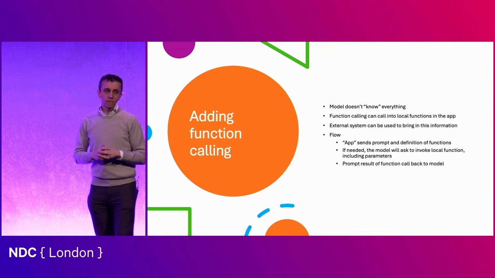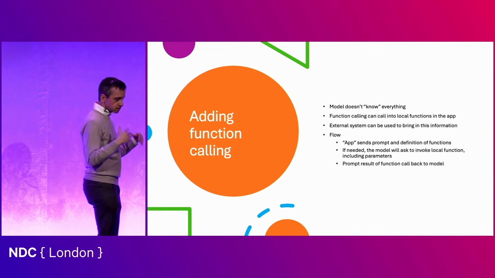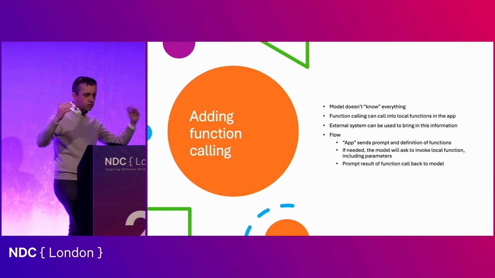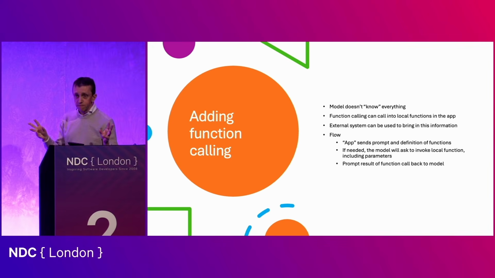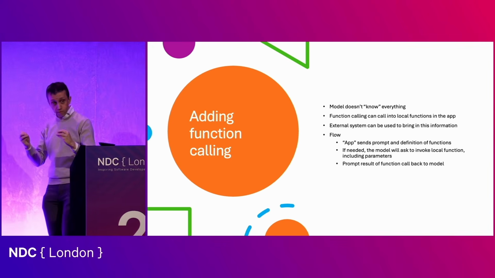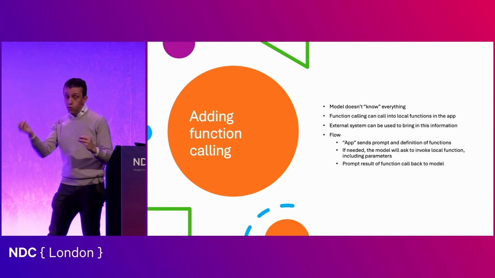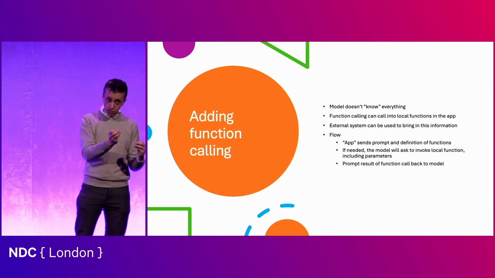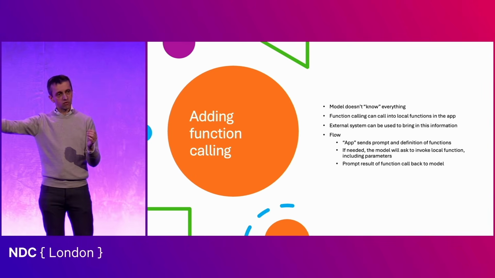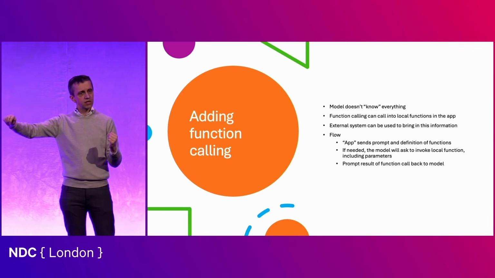For that, we can enable function calling. Function calling is all the stuff around MCP, all the stuff around functions or tools, whatever you call them, it's all pretty much the same thing. It is exposing code to the model so that the model can ask your application to call that code, execute it, and give back a second response. That's the flow that you will actually do.